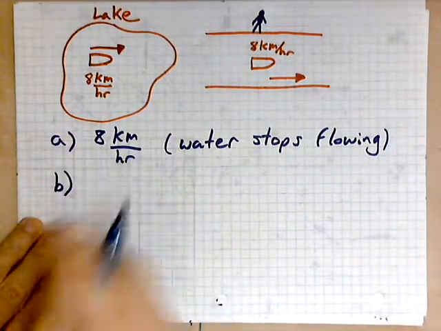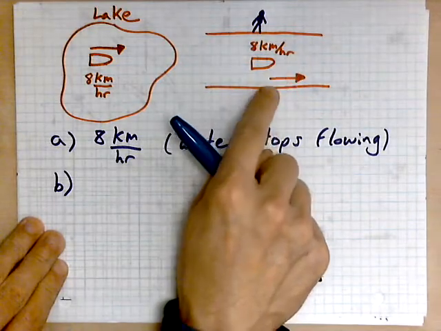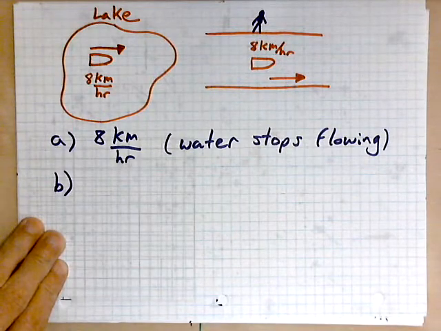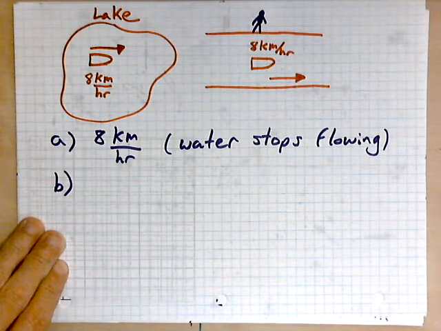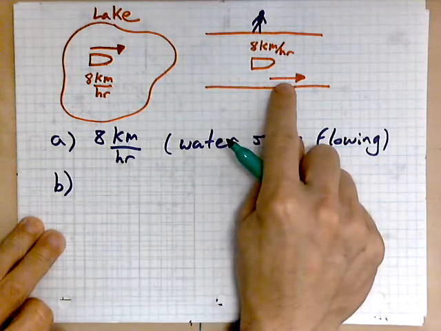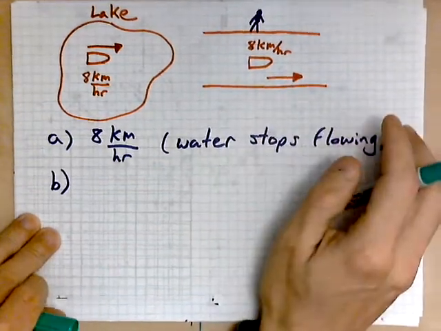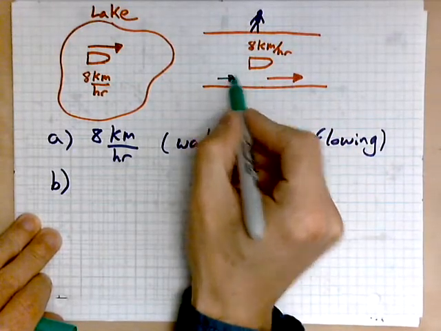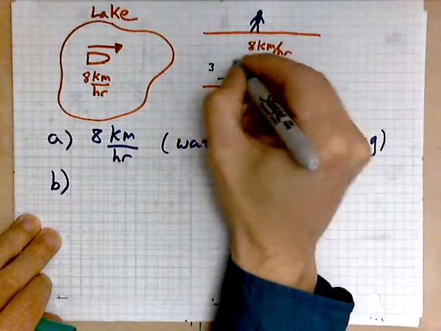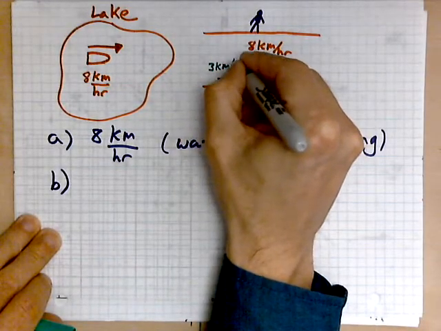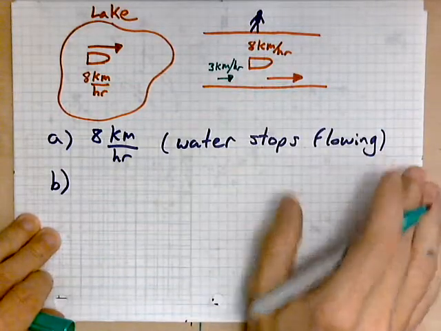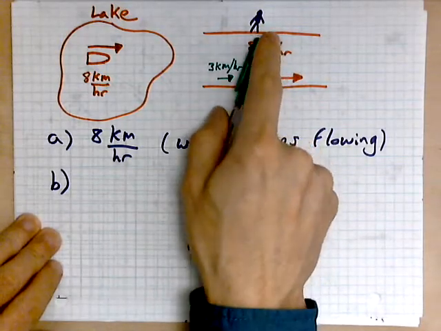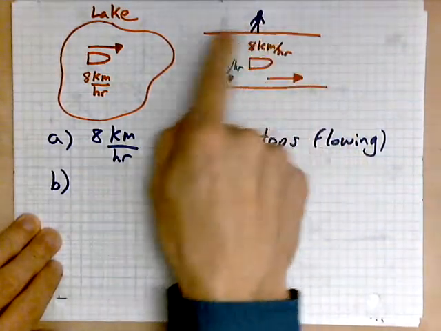However, the next question might be, what if the water is itself flowing at 3 kilometers per hour? I will use two different colors. Let this one here represent the 8 kilometers per hour of the boat, and then I draw a little green arrow, a green vector that represents the velocity of the water, and that is 3 kilometers per hour. So that looks like this. So what is the effective velocity of the boat relative to a person standing on a bank of the river?